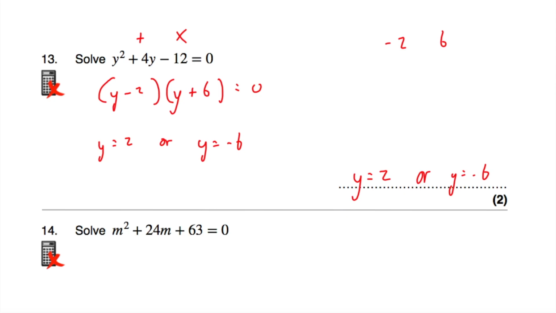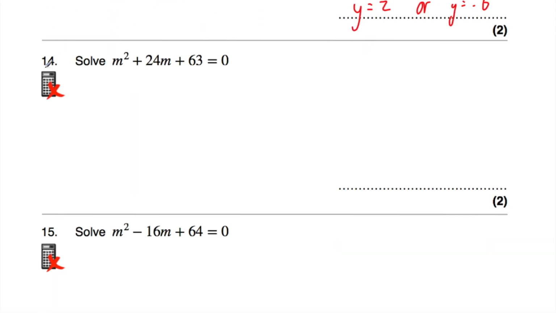Okay, let's look at our next question, question number 14. In terms of question number 14, we've been asked to solve m squared plus 24m plus 63 equals 0. So again, we're going to put our brackets down. Bracket, bracket, bracket, bracket equals 0. And we're going to factorize the left-hand side. Because it's m squared, we're going to put m's at the front of both brackets, so m and m.